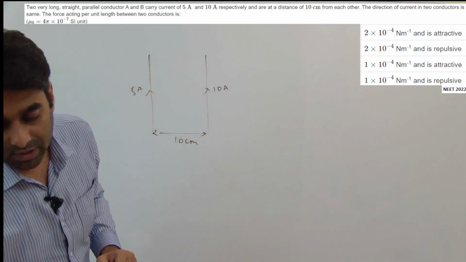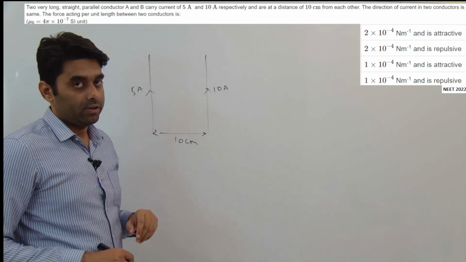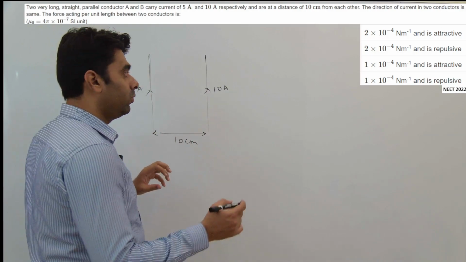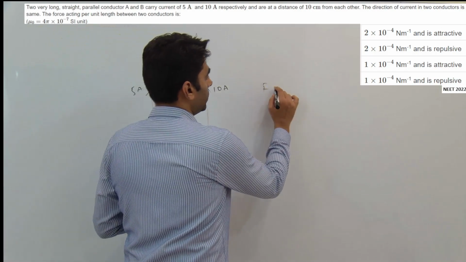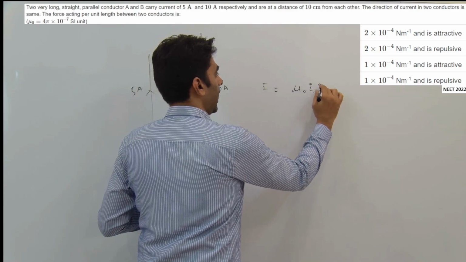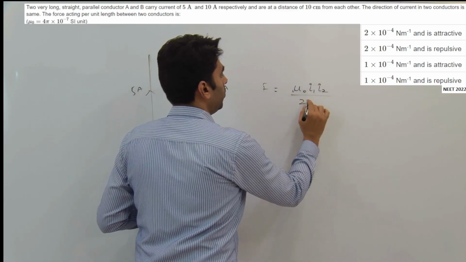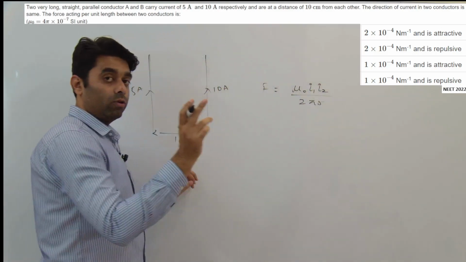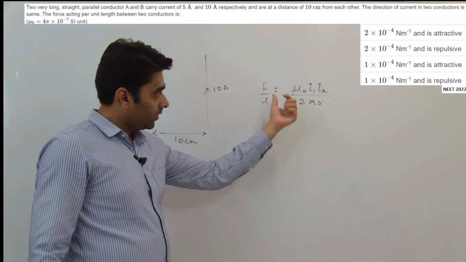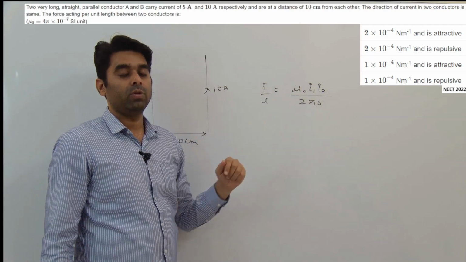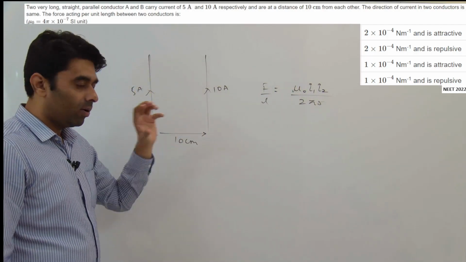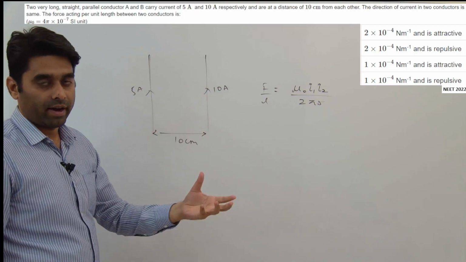Now this is a very standard question, very standard relation. What is the force between two parallel wires? Force between two parallel wires is given by mu naught I1 I2 by 2 pi r. Now this force is basically force per unit length. This relation is force per unit length, given as mu naught I1 I2 by 2 pi r, right? Let us find out the magnitude, then we will see whether it is attractive or repulsive.